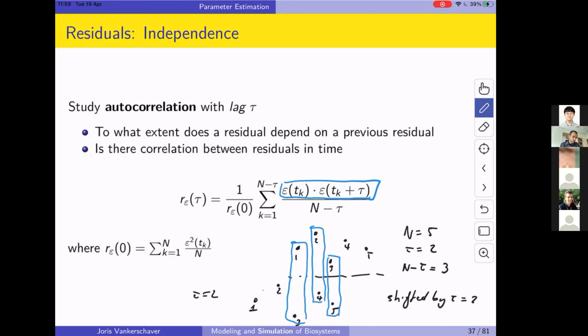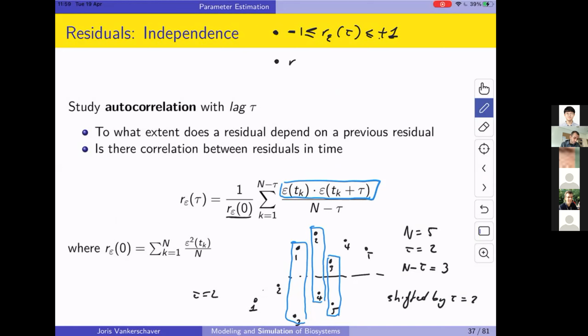And so to summarize, what does this give you? There's a number of conclusions here to draw. So first of all, the autocorrelation is always going to be between -1 and +1. Why? Because of this normalization, because of the fact that you divide by the correlation at time t equal to 0.